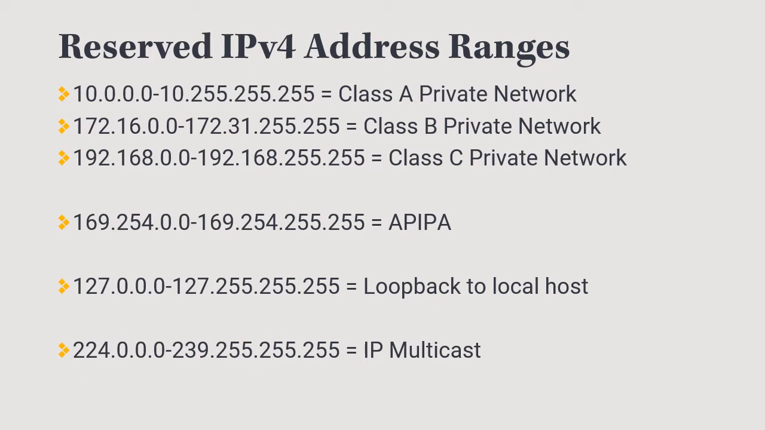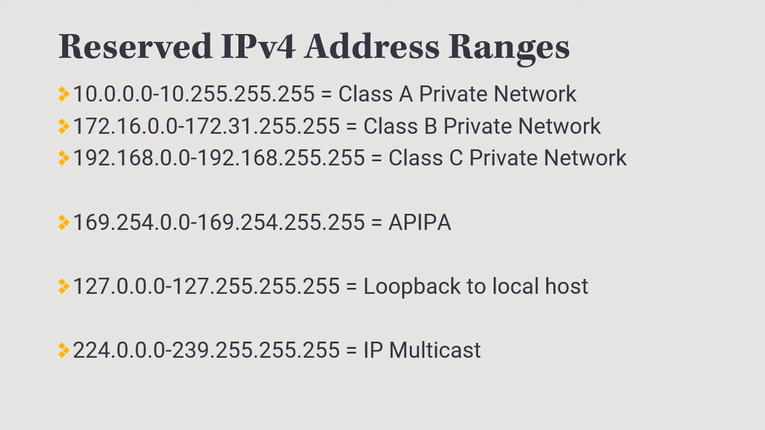Another range of IP addresses that we want to be aware of is the APIPA addresses. That's going to be any IP address between 169.254.0.0 through 169.254.255.255. So essentially you want to remember the first two octets, which is 169.254. Anytime that we see an IP address in the 169.254 range, that's going to indicate an APIPA IP address.